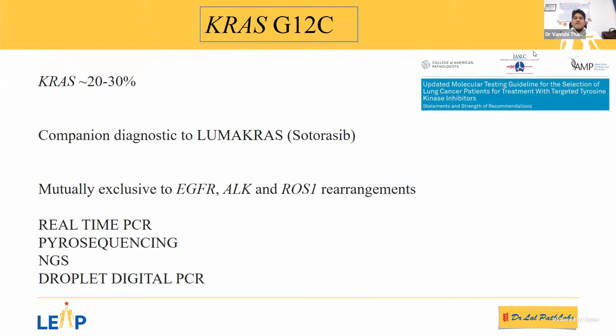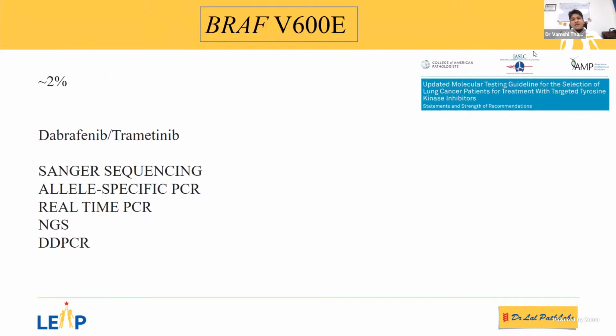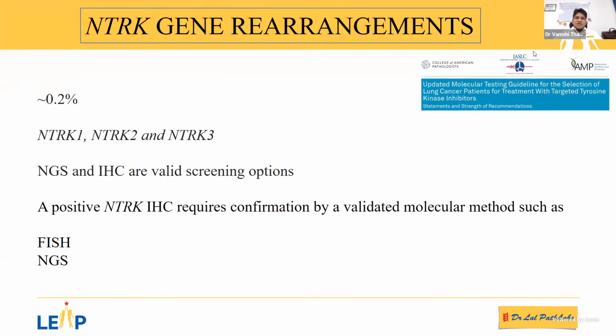KRAS point mutation G12C has been the companion diagnostic for sotorasib. And usually these mutations that I'm mentioning are mutually exclusive. So this G12C can be caught on various lab techniques in the form of real-time PCR, NGS, and droplet digital PCR as well. BRAF V600E being the point mutation, you have your dabrafenib and trametinib. 2% of non-small cell lung carcinomas show BRAF positivity. You can look at this single point mutation by Sanger sequencing, ASPCR, real-time PCR, NGS, or droplet digital PCR.